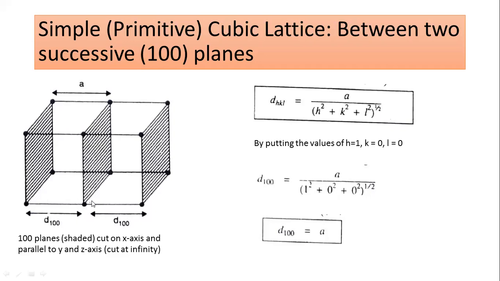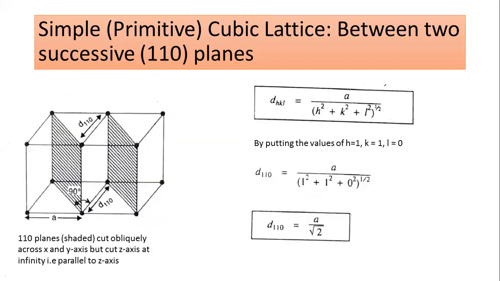So this is very interesting, that in a crystal, now you are going to calculate what would be the interplanar separation, how much the distance is from one plane to another plane. And this is only the plane 100, which is having the intercepts along X, Y, and Z. This is called the 100.